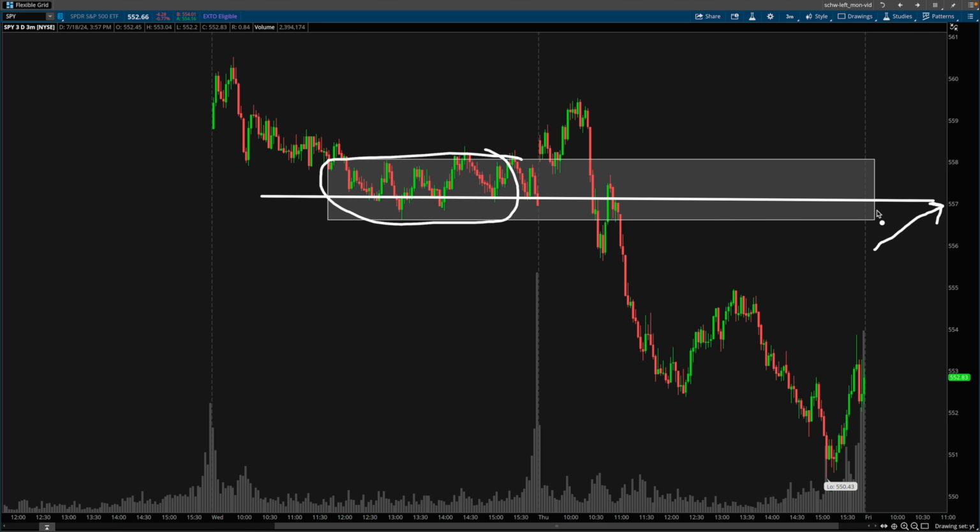Link to yesterday's video will be in the description down below, just in case you end up being confused regarding some of the principles or concepts in which I'm talking about. So price broke down below this. It ended up trying to retrace. It failed to hold above it, and we continue to the downside.